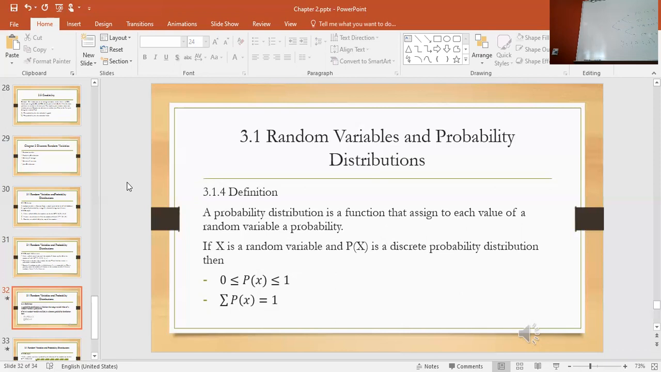So the first property that I have here, for those of you who are used to functions, is that the domain is x, the random variable, and the range is the closed interval 0, 1. That is what we mean by p of x is greater than or equal to 0 and less than or equal to 1. Then the next condition is that the sum of the probabilities is 1.